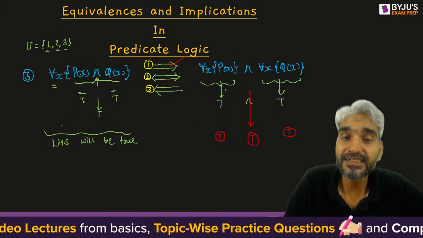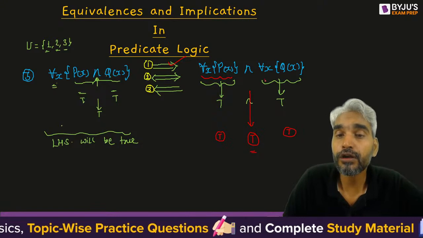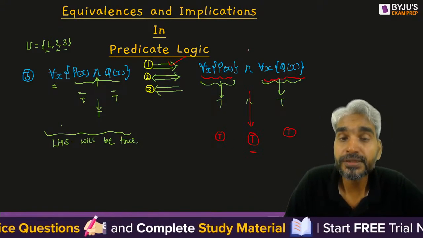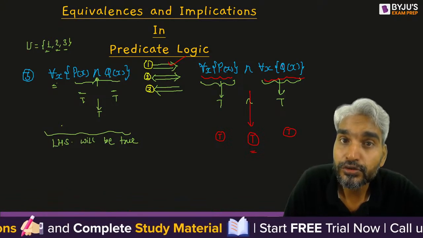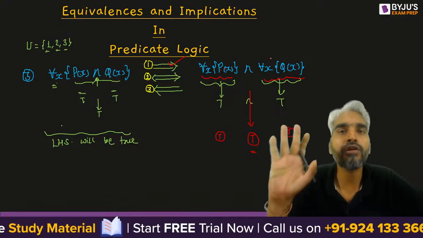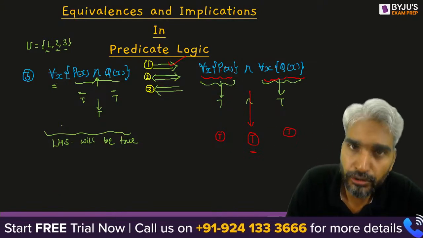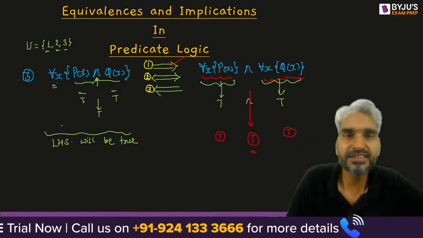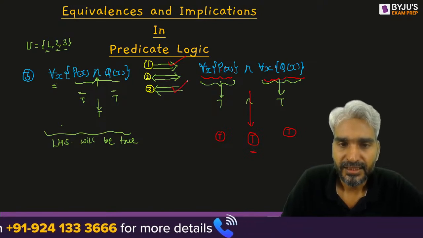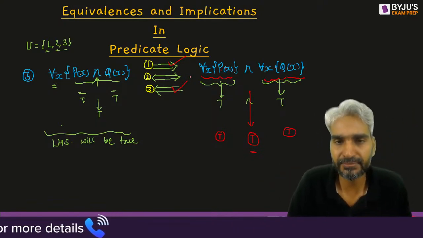What is LHS? That for all x, P should be true and for all x, Q should be true. This means P and Q both are true for all x. And if it is the case, then LHS is guaranteed to be true. Clear? So yes, RHS logically implies LHS. If you have any doubt, then please let me know.